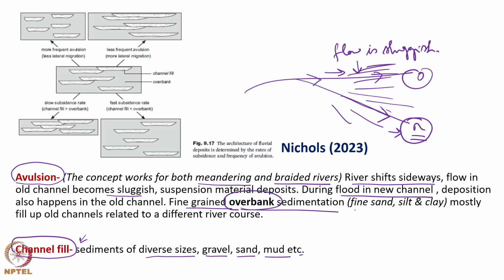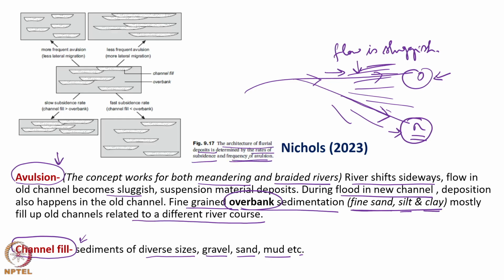Overbank sedimentation will mean fine sand, silt and clay particles, mostly fine grained materials, and they fill up old channels related to a different river course. This is a different river course now, but it gets filled up, and this process is known as avulsion. Let us look at the architecture of fluvial deposition in terms of rate of subsidence and the frequency of avulsion.